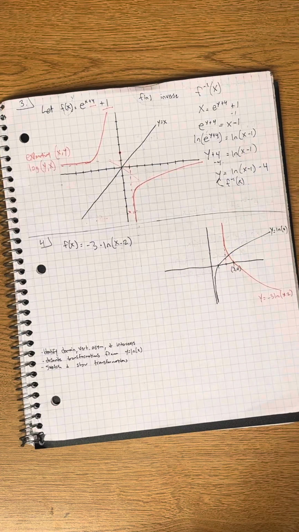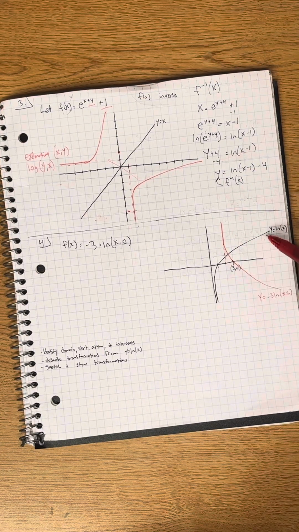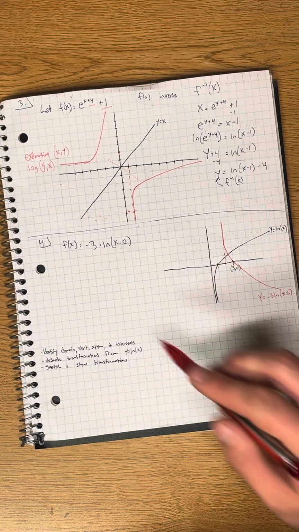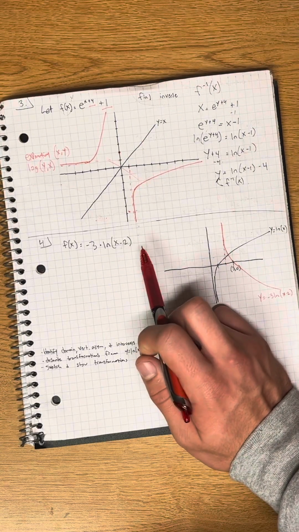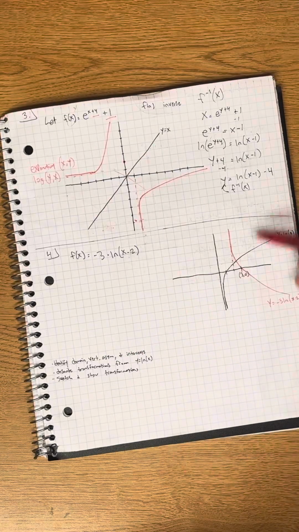It's just been expanded more, so it'll have a wider range of curvature by a factor of 3 as compared to the natural log of x. And finally, it has been horizontally shifted to the right by a factor of 2. So instead of the asymptote being x equals 0, it's now x equals 2.